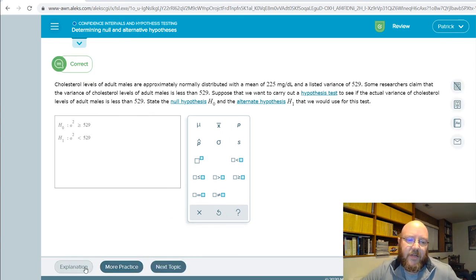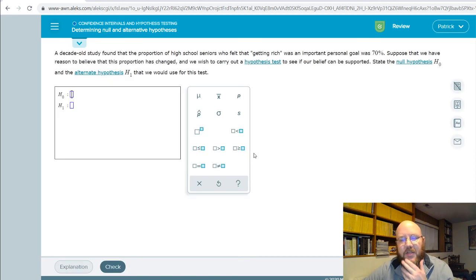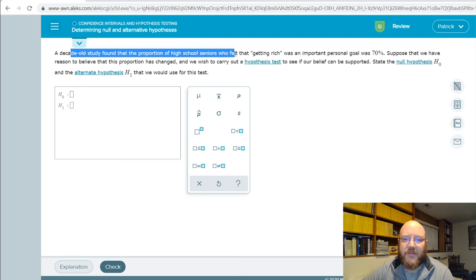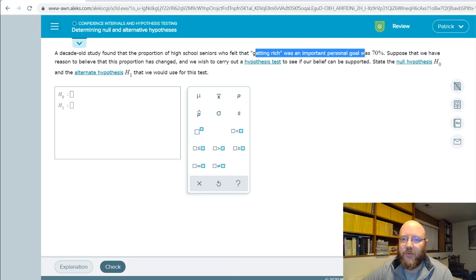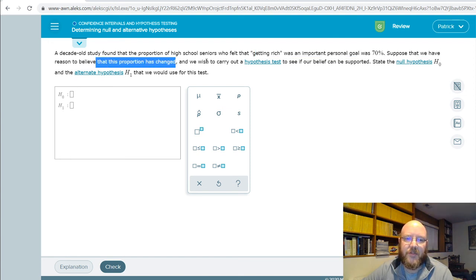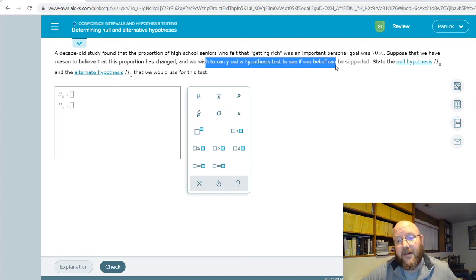And so there's a couple different types that you can get. Let's just try one more here, just because there are a lot of different combinations in here. And so the more I can show you, I think the better it will be. So a decade-old study found that the proportion of high school seniors who felt that getting rich was an important personal goal was 70%. Suppose that we have reason to believe this proportion has changed, and we want to carry out a hypothesis test to see if it's supported.